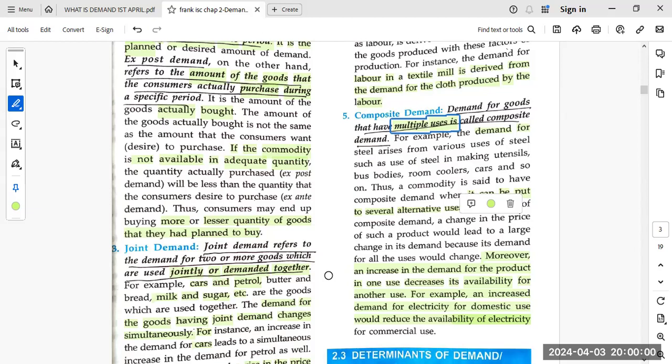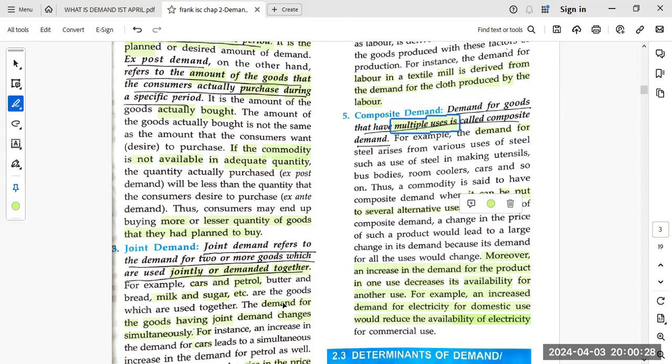So what are the five types of demand? Just tell me quickly. Number one, individual and market demand. Number two, ex ante and ex post demand. Number three, joint demand. Number four, derived demand. Number five, composite demand.